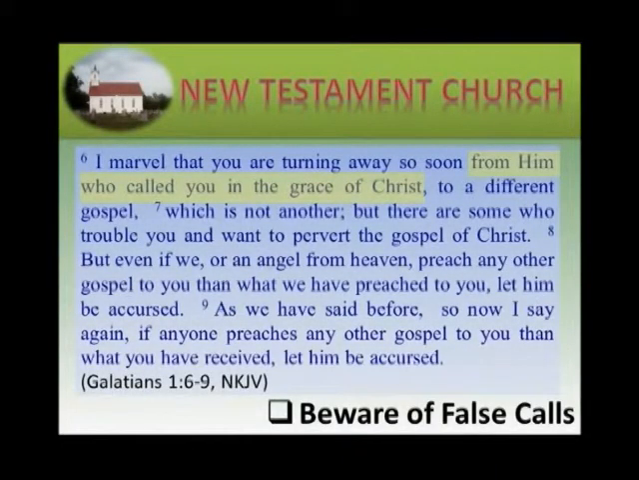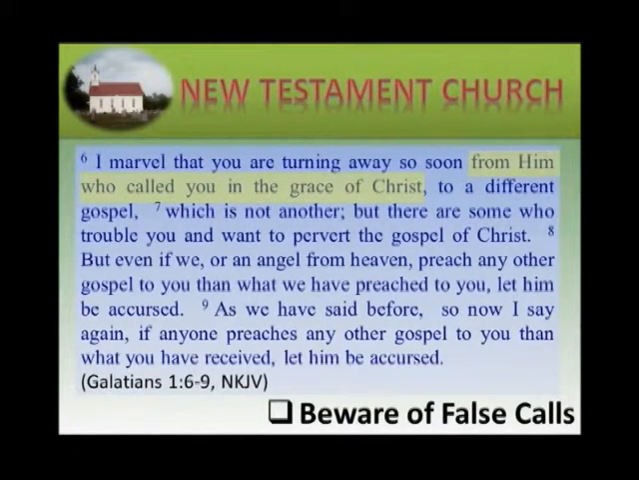Let's take a look in Galatians chapter 1, 6 through 9 for an example of that. Paul wrote to the churches of the province of Galatia. He said, "I marvel that you are turning away so soon from him who called you in the grace of Christ to a different gospel, which is not another, but there are some who trouble you and want to pervert the gospel of Christ."